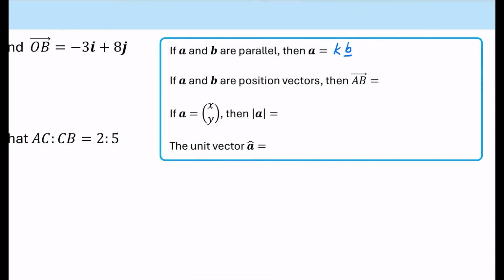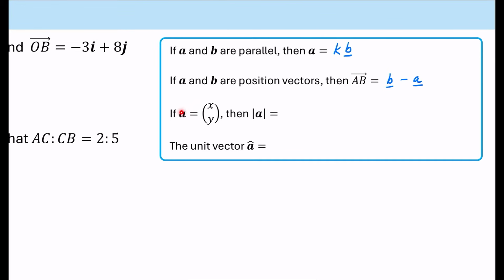Now, if A and B are position vectors, then to go from A to B, this AB vector that we have here, we do the second letter, which is B, minus the first letter, which is A. And that's a really nice shortcut. When you have AB, you do the second minus the first letter.